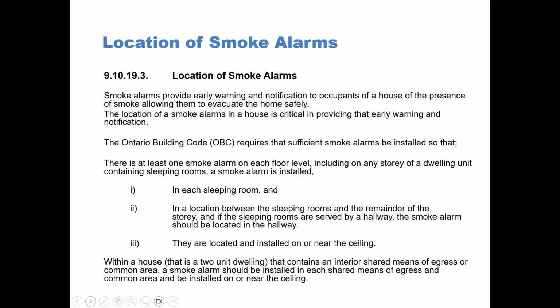It goes on to say that within a house that has a two-unit dwelling, let's say, that contains an interior shared means of egress or common area, a smoke alarm should be installed in each shared means of egress and common area and be installed on or near the ceiling.